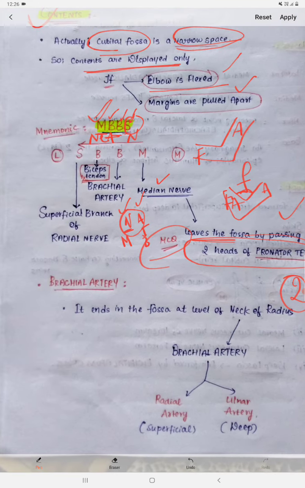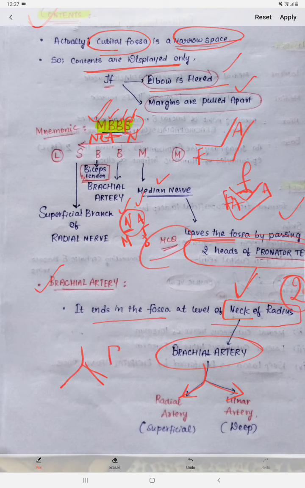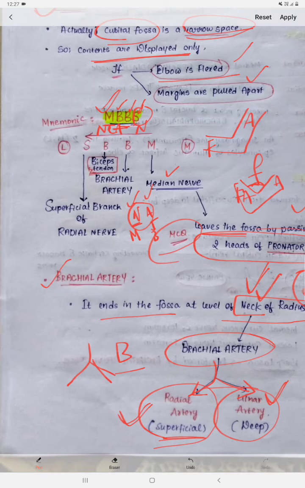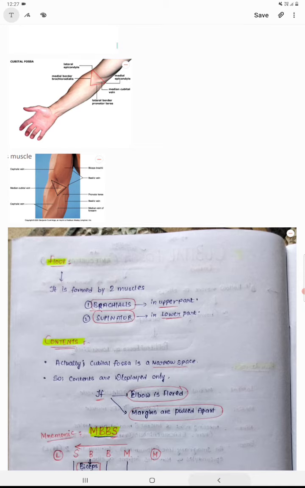Coming to the brachial artery, it ends in the fossa at the level of the neck of the radius, where it divides into the radial artery and the ulnar artery. Artery always divides, and vein always has tributaries; artery always has branches. So these are the two branches of the brachial artery: the radial artery and the ulnar artery. The radial artery is superficial and the ulnar artery is deep, it will go deep inside. Remember like this. At which level does it divide? At the neck of the radius, the brachial artery divides into the radial and ulnar artery.